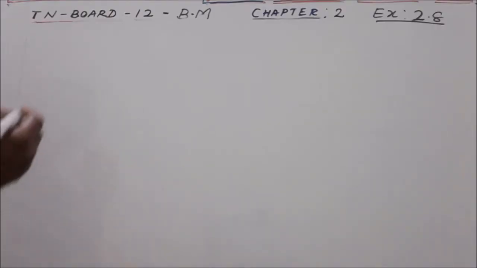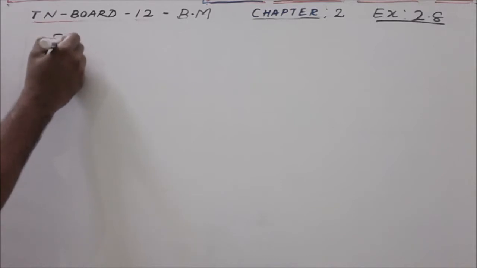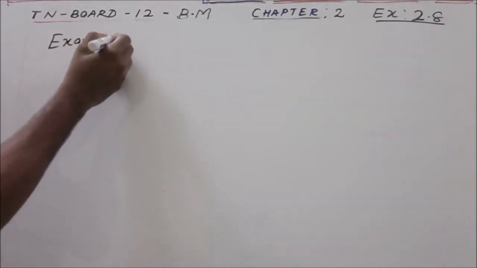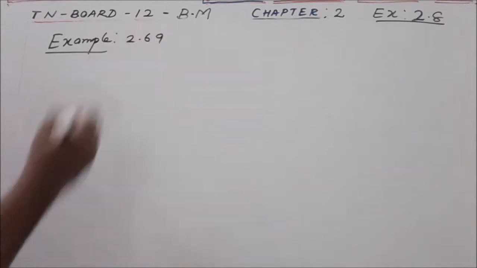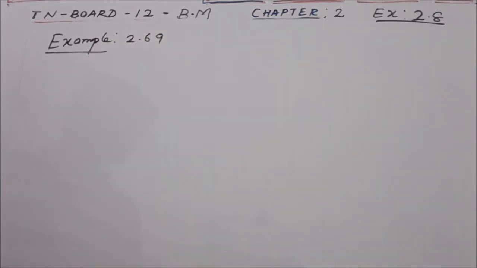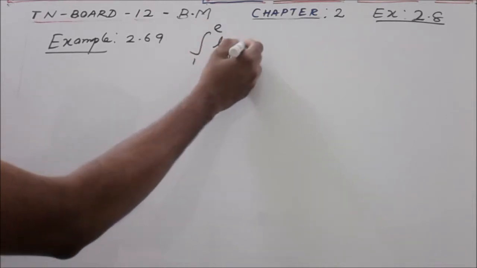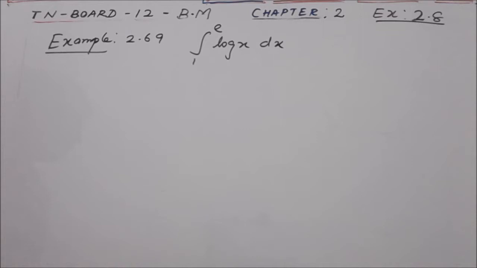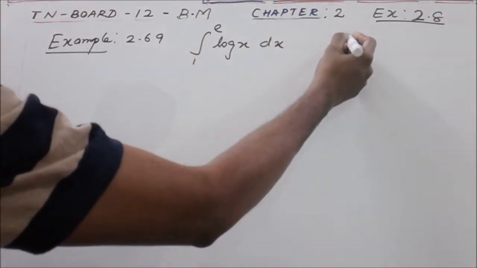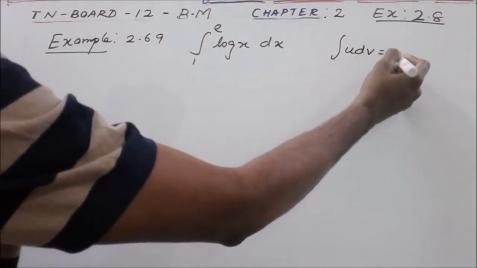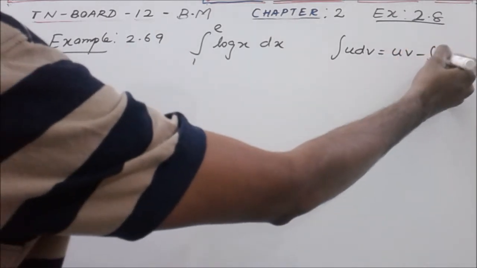Example 2.69. Given, evaluate the integral from 1 to e of log x dx. We don't have a direct formula to integrate log x. So this is taken as integral u dv format. Integral u dv equals uv minus integral v du.